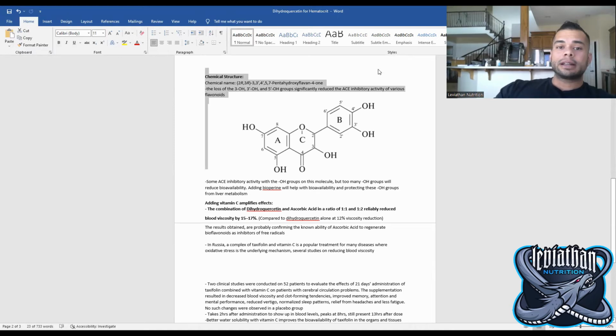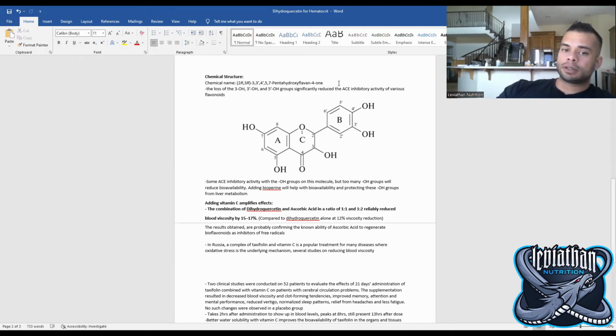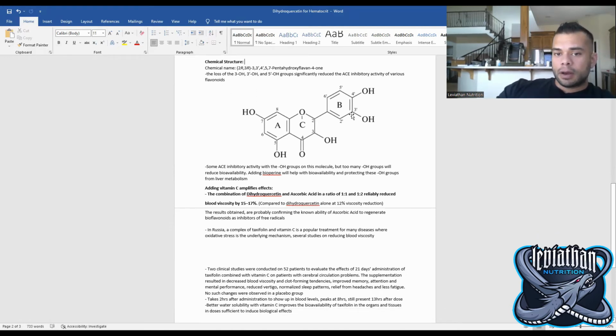So moving along now, let's get into the chemical structure of taxifolin. Here we have the chemical name. I wanted to include the chemical name so you can see where all the hydroxy groups are on this molecule. One takeaway in general, when we're dealing with a flavonoid structure like this, is that the loss of the 3-OH, 3'-OH, and 5'-OH groups, when you have a backbone structure like this one, can significantly reduce the ACE inhibitory activity of various flavonoids. So let's look at this structure here.